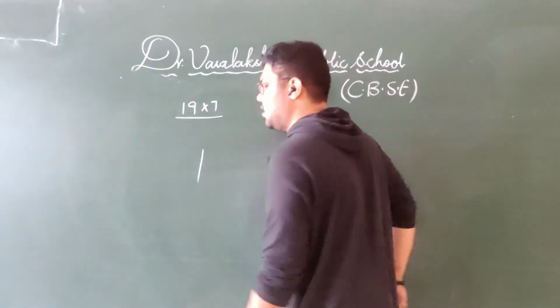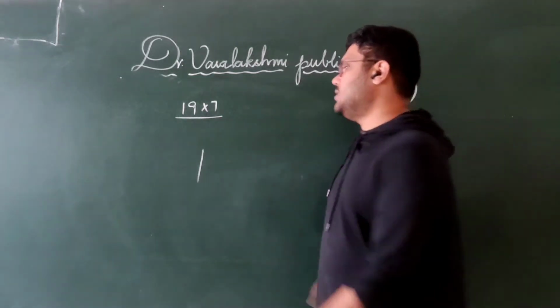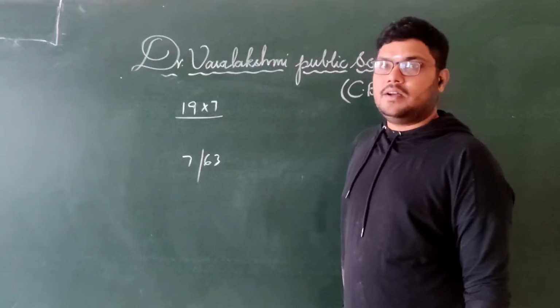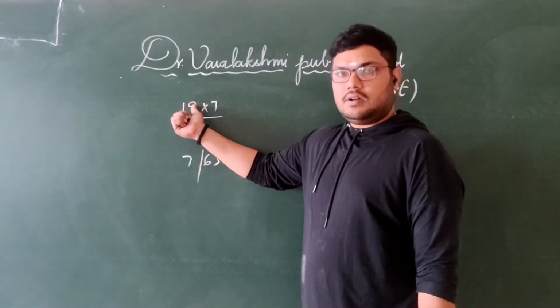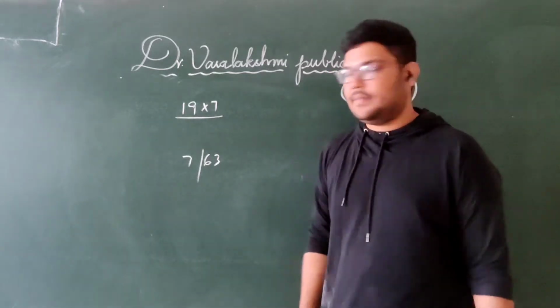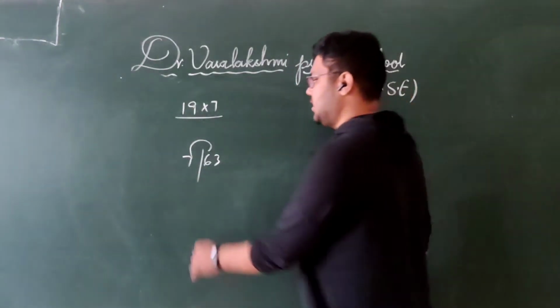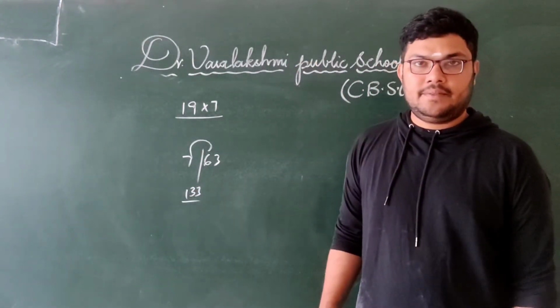I am making this space into two parts by making a slash. 7 ones are 7, 7 nines are 63. That's it. I have written 7 ones are 7, 7 nines are 63. I just add the 6 with the 7, that is 13. Here comes your answer, 133.